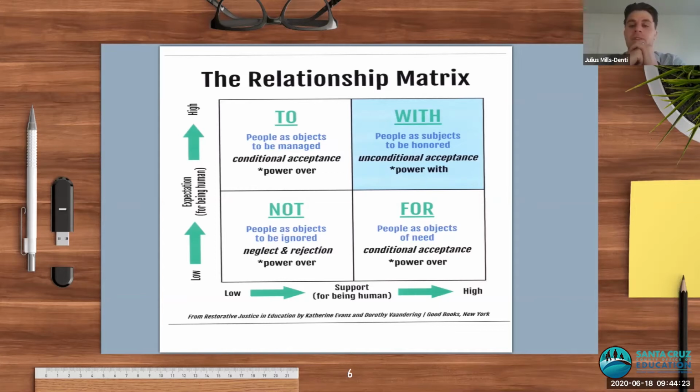Or we might find ourselves in the neglectful box, which is a low level of support and a low level of expectation. Permissive tends to be a place where we might be when we first get to know our students. We want to be understanding and really supportive, but maybe we're not setting the bar too high. And restorative is the "with" box that's highlighted right there. That's when we're working with someone, honoring them as people, high level of support and high level of expectation. So there's some of the theory.